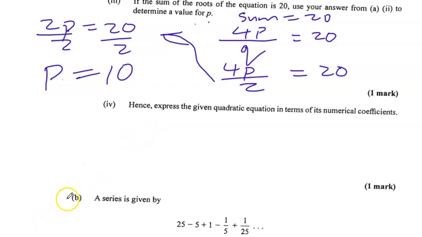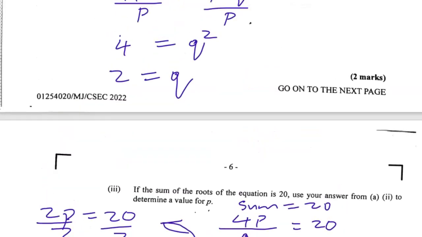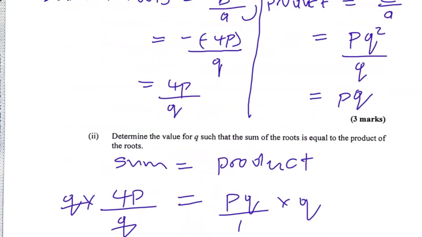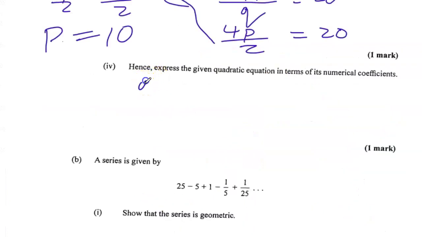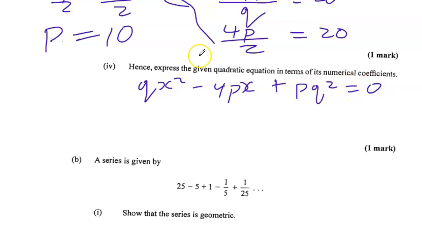So in part 4, we're asked to express the given quadratic equation in terms of its numerical coefficients. So let's recall what the quadratic was. Originally, this is it: qx squared minus 4px plus pq squared equal to 0.